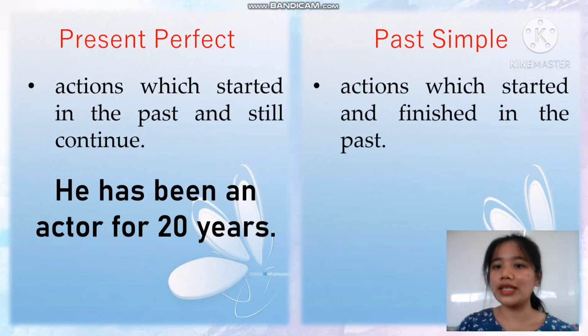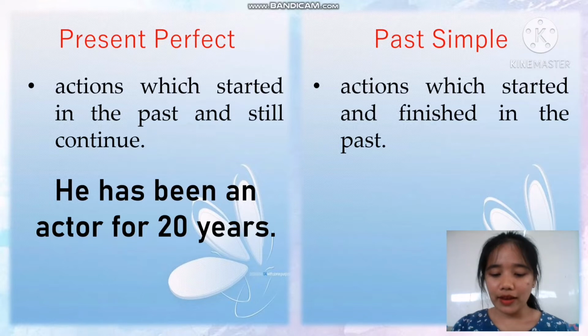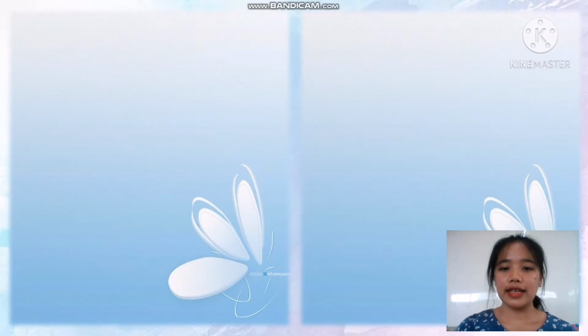So the next one is that action which started and finished in the past. So the action started in the past and it's also finished in the past. So like for example here, Jenny worked at that company for 10 years. So Jenny worked in the company for 10 years, then she left. She doesn't work there anymore. Okay, so there you go.